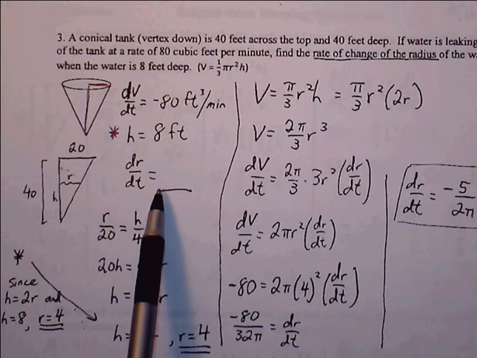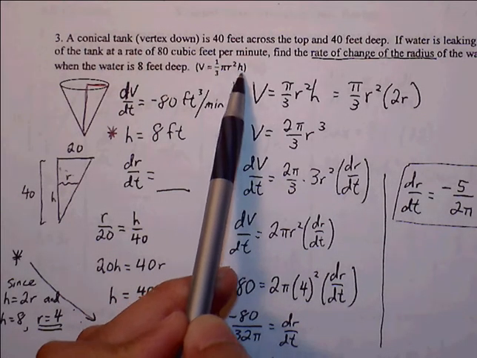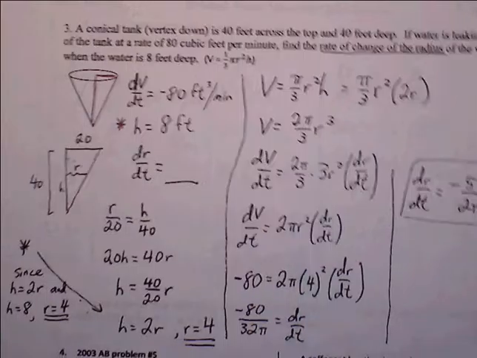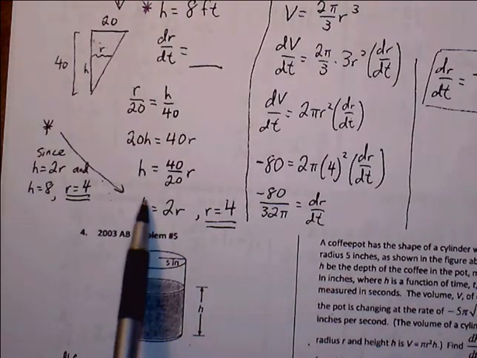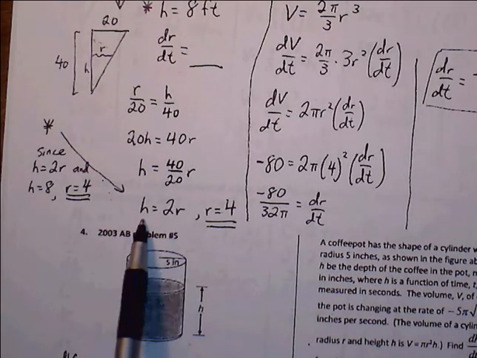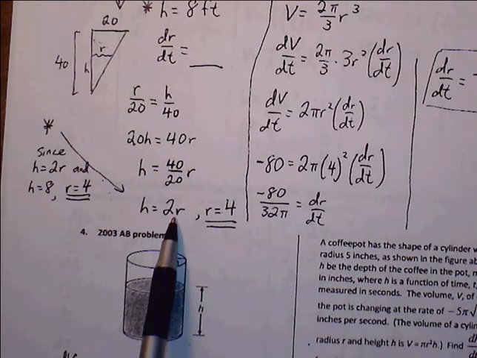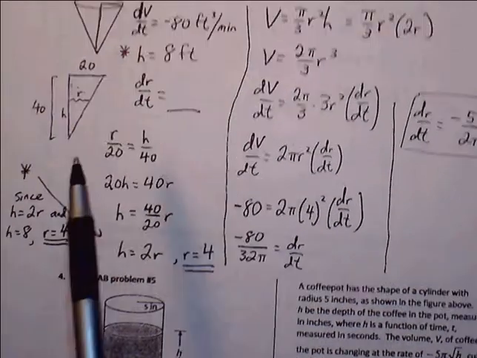Okay, so we're trying to get our equation in terms of r, which means we want to replace h in terms of r. So we can say h is equal to 2r. Now every time we see h, we can replace it with 2r, since using similar triangles, we've shown the relation between those two variables.